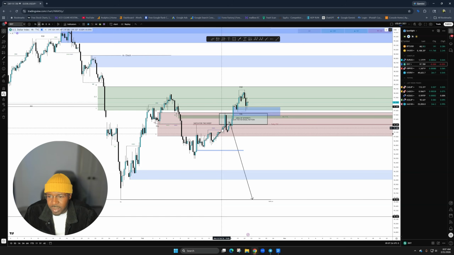Last week, we were looking at the DXY to come up into this range, sweep this high, and then make a decline. So we actually waited until price action got all the way up here, and then we took some counter trades on some of these DXY pairs. Now, we were able to go break even by the time it got down here, and I started to see some signs of potential reversal.